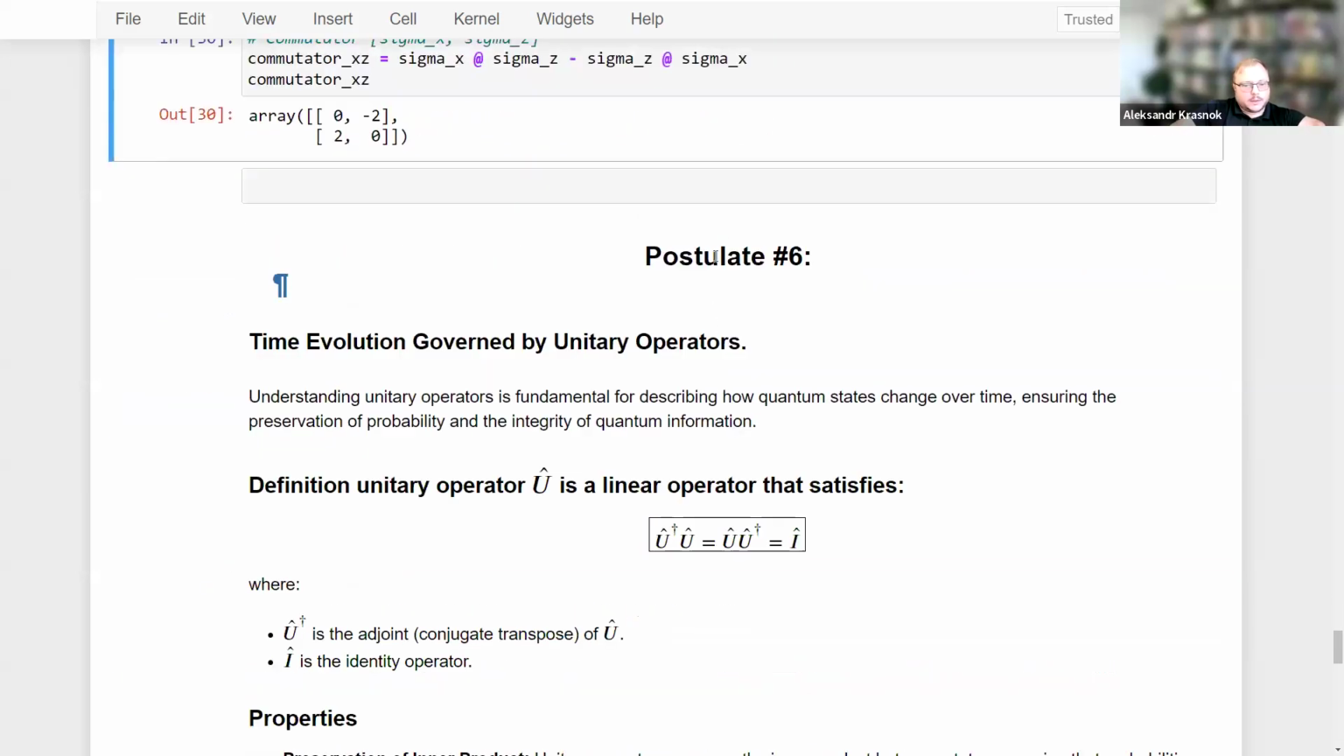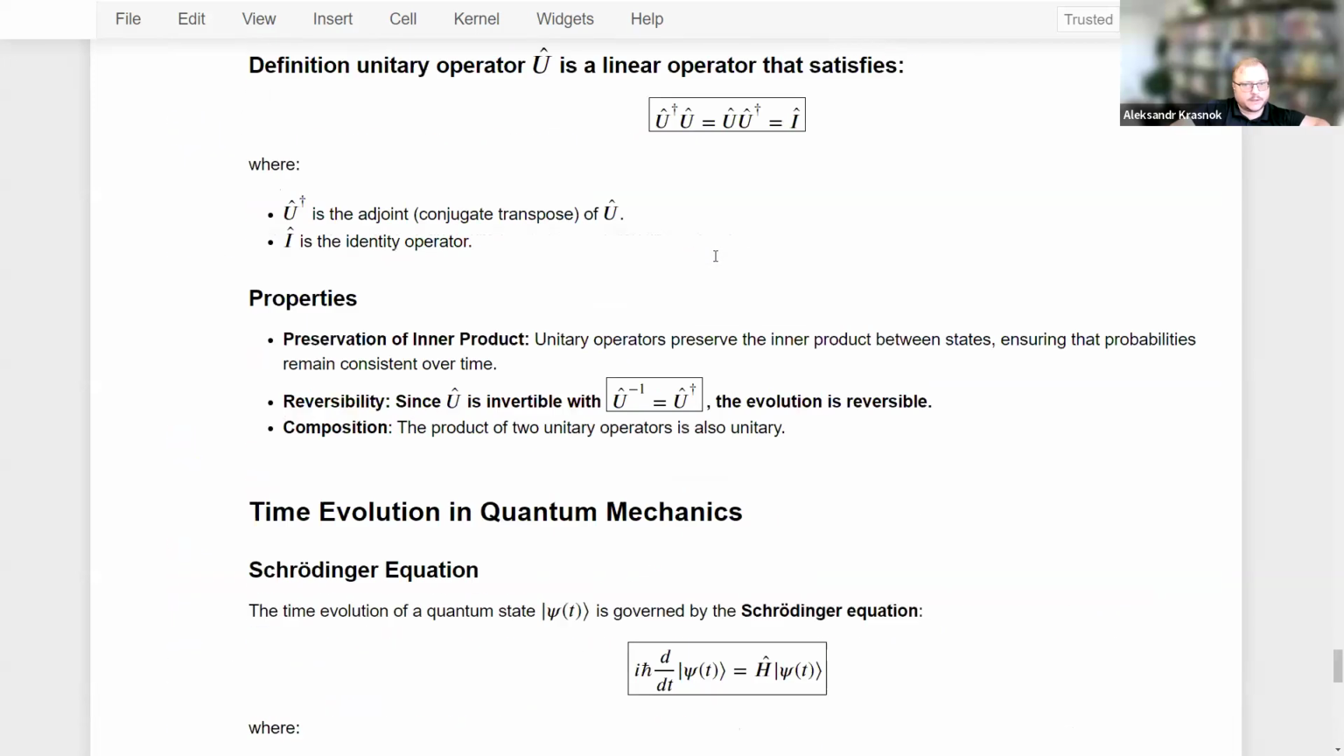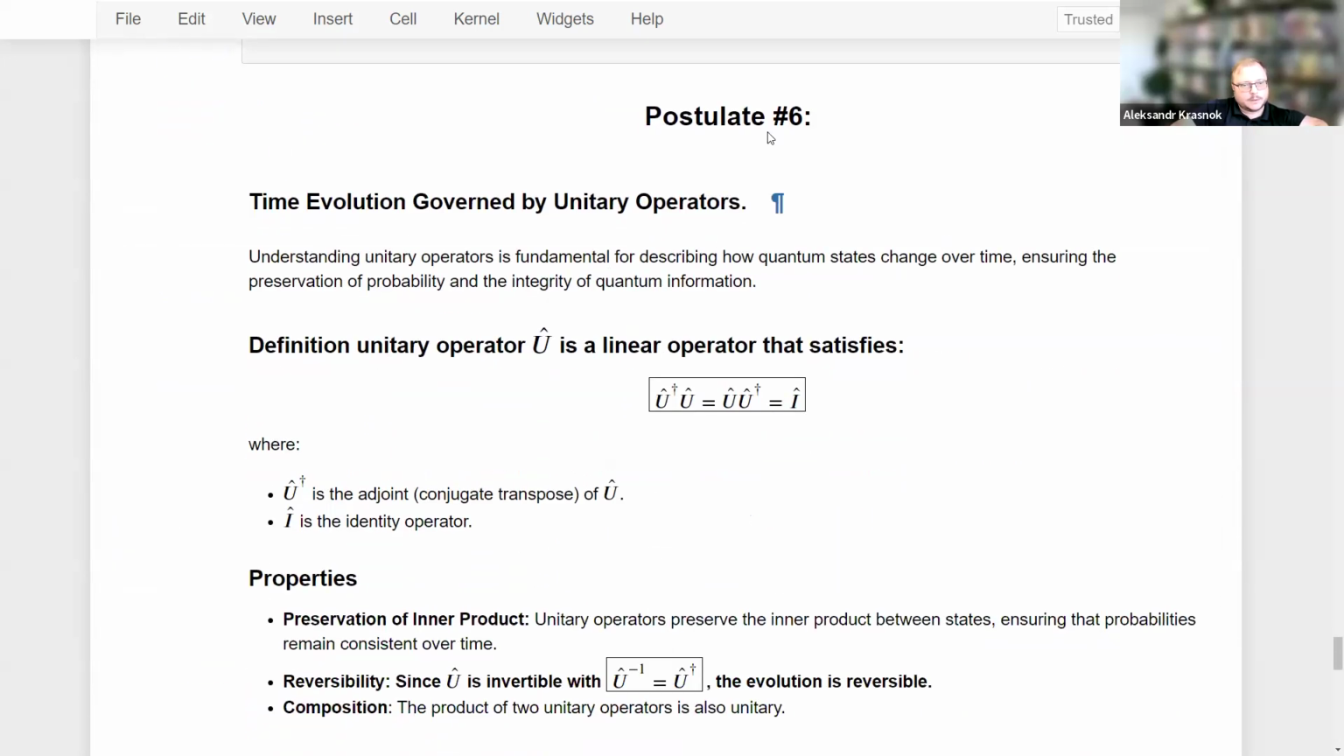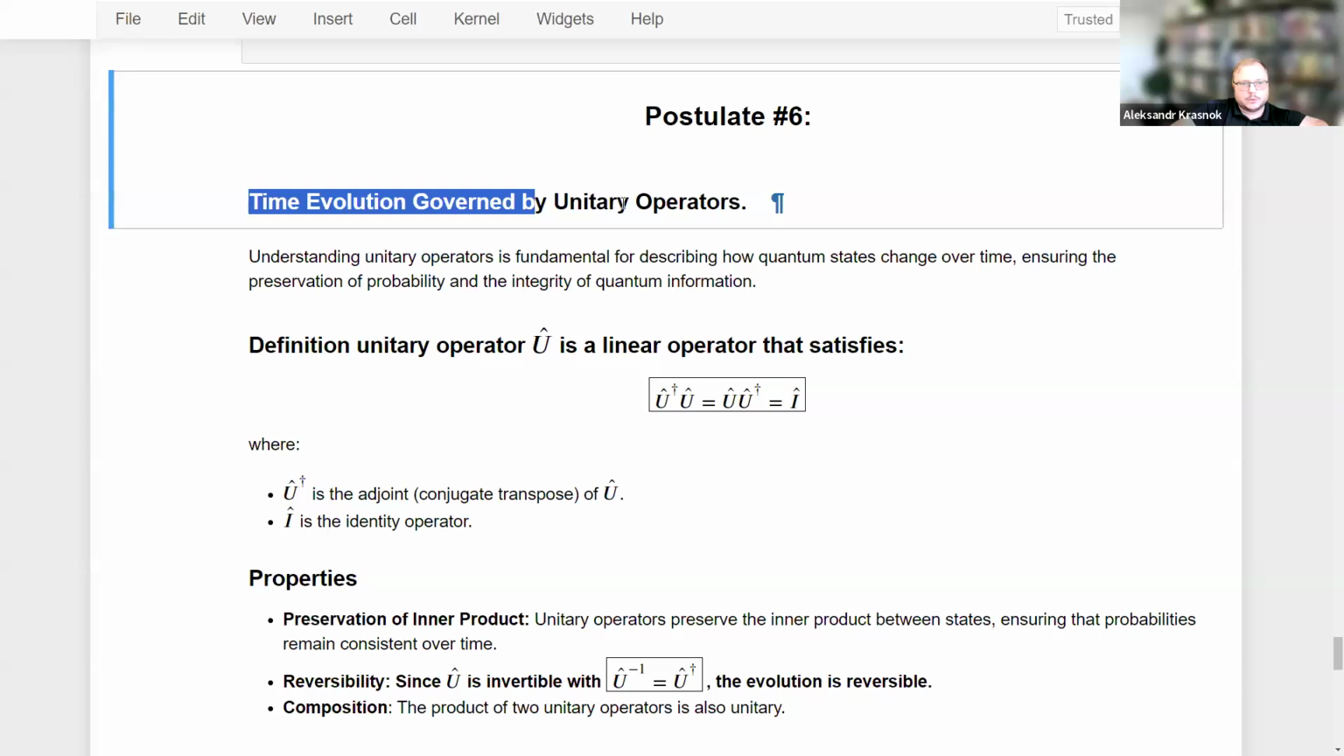All right. And I guess the final postulate, number 6, is a statement that time evolution of any quantum system is given by a unitary operator. So it's another type of very important operator for quantum. One is the Hermitian operator, which represents the observable things. And now we need to discuss unitary operators.